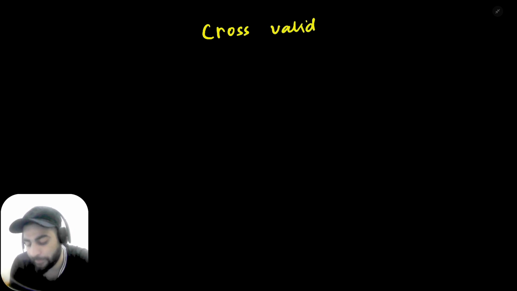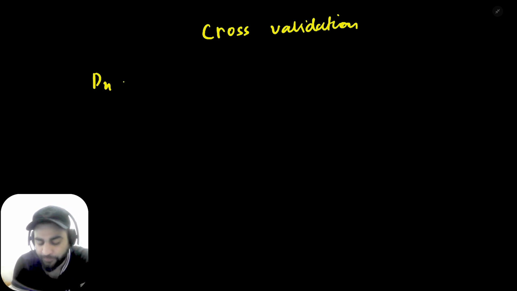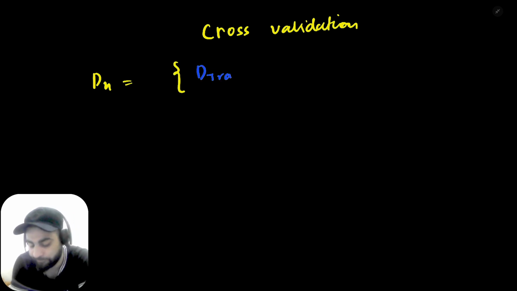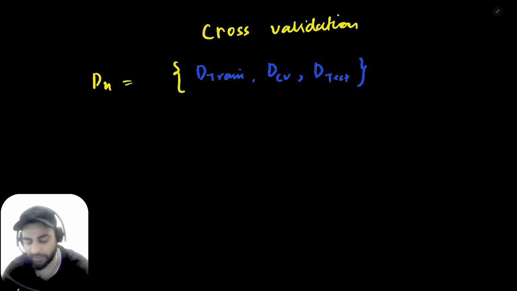So in cross validation, we will not just divide the data set into two sets. We'll divide the data set rather into three sets. So we have this Dn, and we'll have D-train, then D-cross-validation, and then D-test. Now we'll divide it into these three: D-train, D-cross-validation, and D-test.